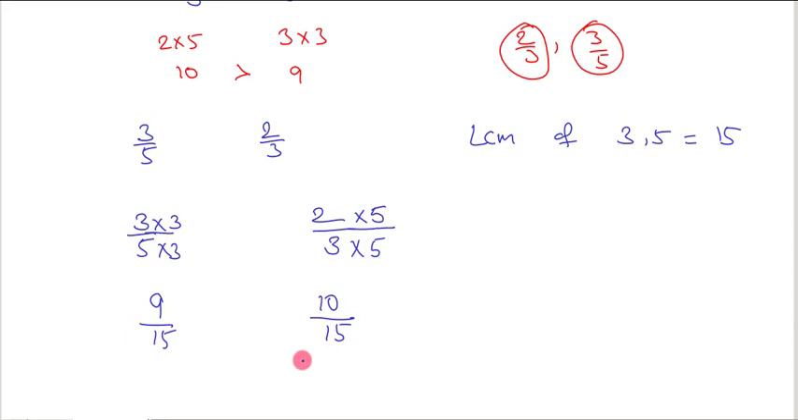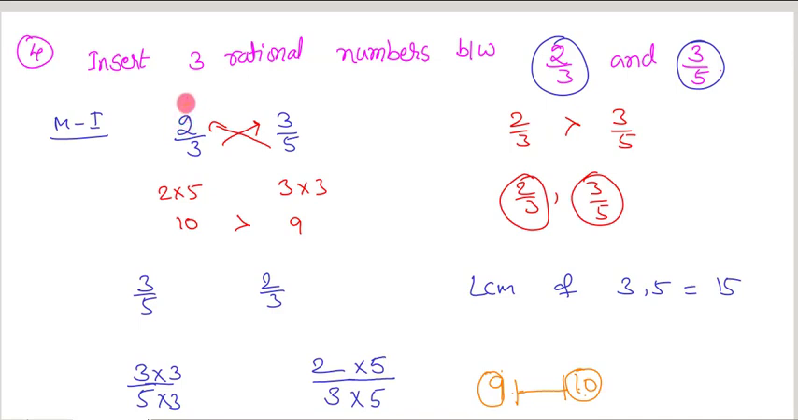After making them into rational numbers with the same denominator, you need to observe the numerators. What are the numerators? 9 and 10. So do we have any natural numbers between these two? There are no natural numbers which lie between 9 and 10. That means there is no gap between these numerators. As we don't have any gap between these numerators, you need to observe the question once. Now we are asked to insert three rational numbers.